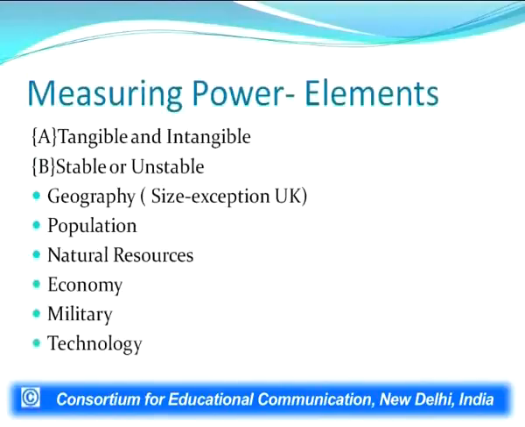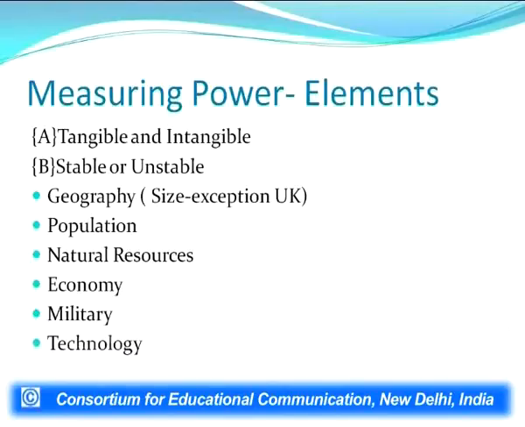Now, another important discussion, whenever we talk about power, is measuring power. How do you measure power? And the methods of measuring power include the different elements of power. So, basically the entire elements of power are divided into two aspects. One is tangible and intangible, whether you can count them statistically or touch and feel them, or it's an abstract concept which you cannot touch and feel. So, tangible and intangible elements of power, and the other way is called stable or unstable. Stable are those which are relatively fixed, and unstable are those which keep moving.